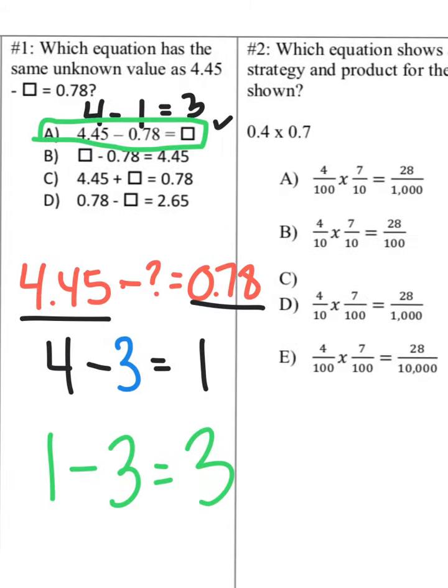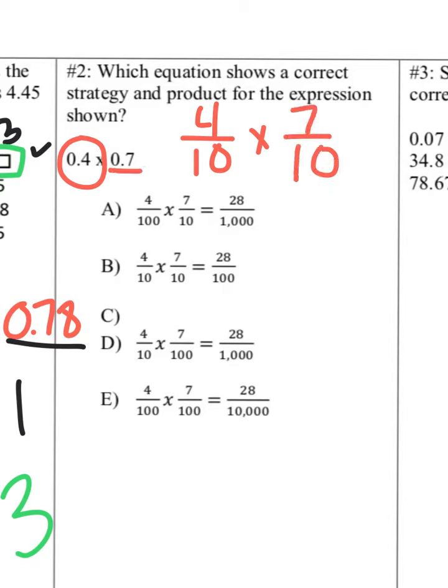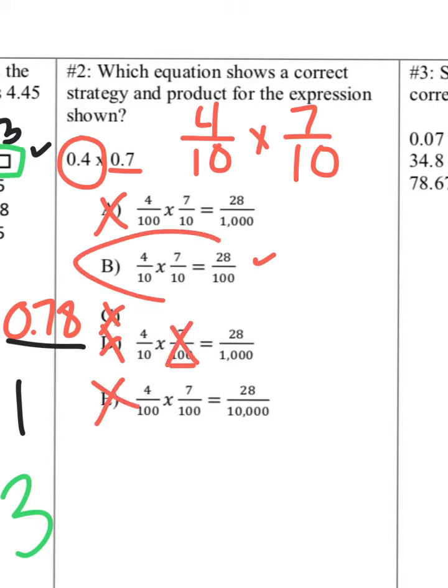For number 2, it says, which equation shows a correct strategy and product for the expression? So this is really 4/10, because that's the way you would read it, times 7/10. So we know that A is wrong because that's 4/100ths, that's wrong. B is good so far. C, let's cross out C because it's not right. And we know D is wrong because it's supposed to be 7/10, but it says 7/100ths. And then E is also wrong.